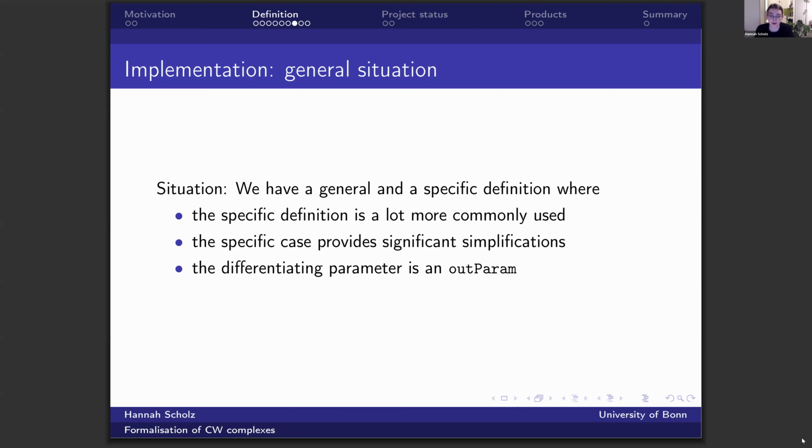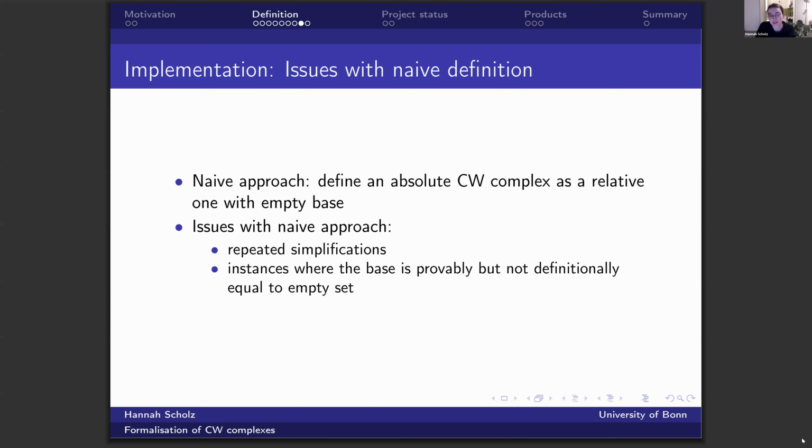And I think a really important point here is that the base set, so the only differentiating parameter between absolute and relative CW complex, is an outParam, which basically means that now type class inference cannot tell the difference. So, why is this an issue? Of course, what we started off with doing is just saying, hey, an absolute CW complex is just a relative CW complex with an empty base, right? It would have been shorter, and wouldn't have required these two duplicate notions.